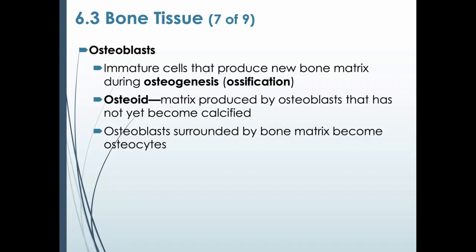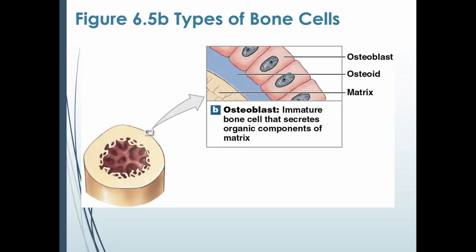Like for example, in a eukaryotic cell, you have a nucleus. But in a prokaryotic cell, it doesn't have a membrane, so we call that a nucleoid. So in this case, the term oid is a suffix and means it's not ready yet. It's not calcified yet. And so these osteoblasts are going to be surrounded by bone matrix and eventually become those osteocytes that we talked about.